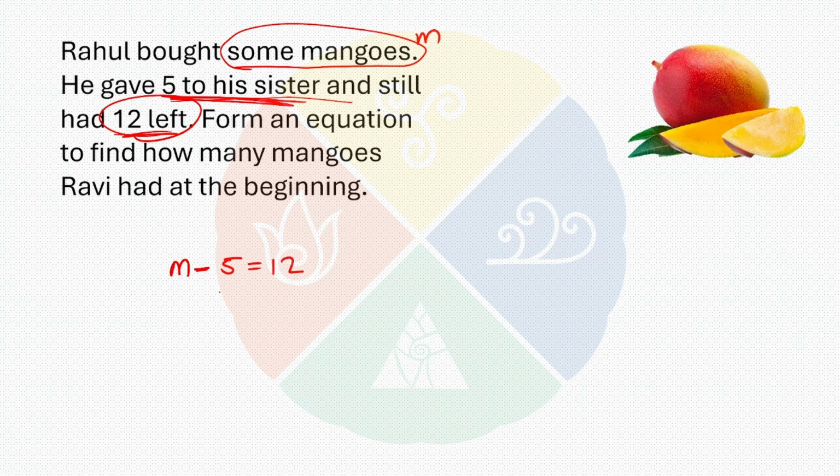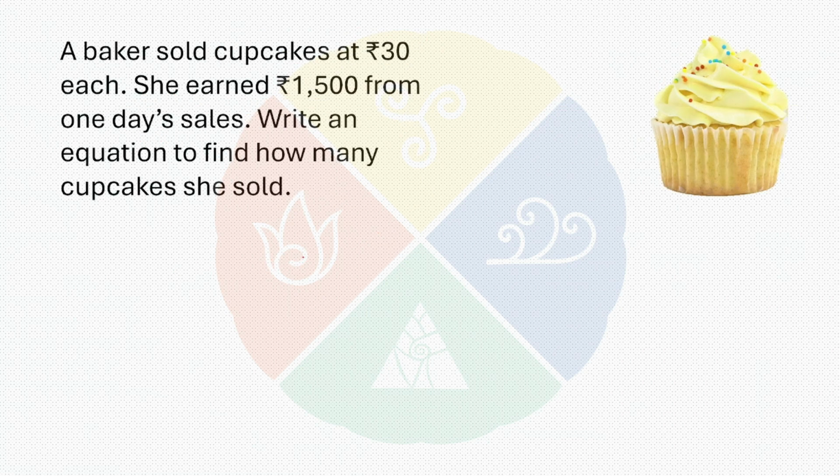Now this is the equation for this scenario. If we solve it, you will find the answer of m, or how many mangoes Rahul initially had. One more problem. Make an equation for this scenario. Pause the video and make an equation. Find out what is the variable or the missing term.